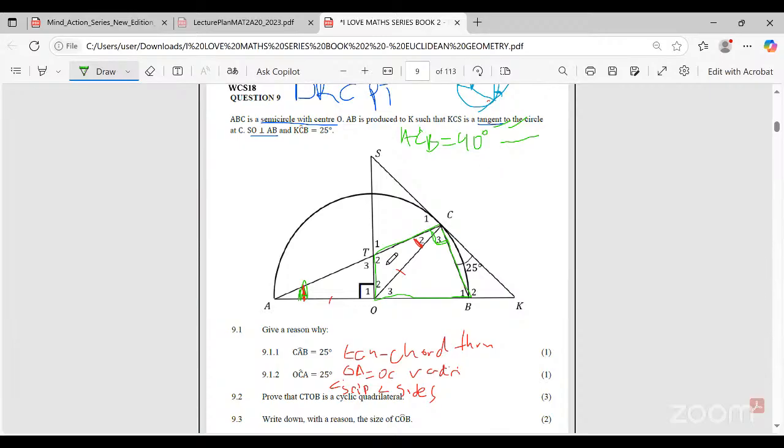OCK, you mean this one, C3? Yes, C3, sir, plus the 25. It's also 90 degrees. So you are saying angle OCK there at C is equal to 90 degrees. Yes, the reason being the radius is perpendicular to the tangent. Okay, so you are saying this angle here is 90.